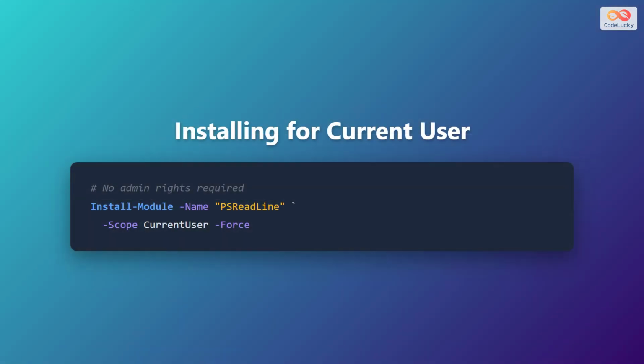One of the most practical tips is installing modules for the current user only. This is done using the -Scope CurrentUser parameter. The advantage here is that no administrator rights are required. When you run Install-Module -Name "PSReadLine" -Scope CurrentUser -Force, the module gets installed in your user profile directory. This is perfect when you're working on a shared computer or you don't have admin access. PSReadLine, by the way, is a module that enhances your PowerShell command line experience with better editing features.